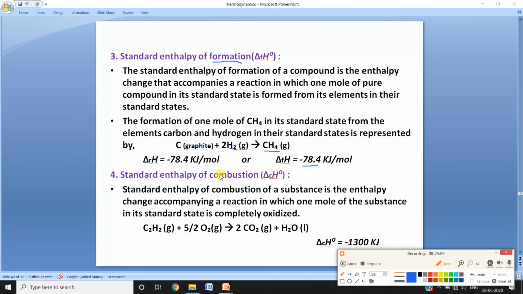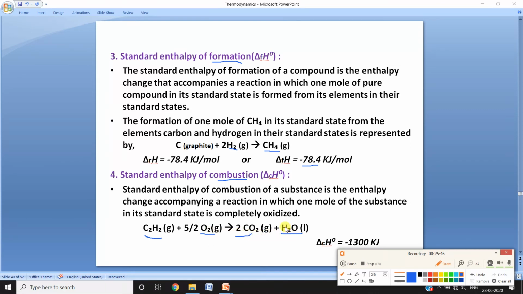Now next one is standard enthalpy of combustion. Combustion means to burn. In 11th standard alkane topic, we have discussed that when hydrocarbons are burned, oxidized, they convert into carbon dioxide and water. Like here C2H2, your alkyne, ethyne gas, when it burns, means reacts with oxygen gas. For burning, oxygen gas is used. So when it reacts with oxygen, it undergoes combustion to form carbon dioxide and water.